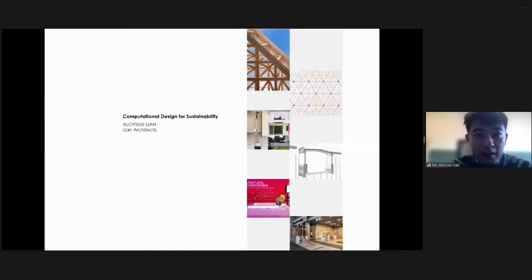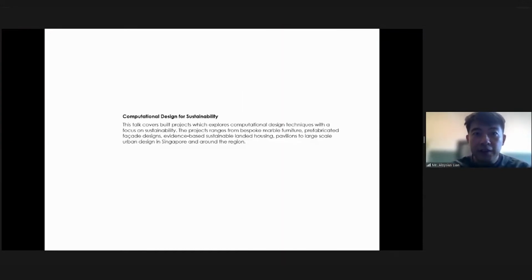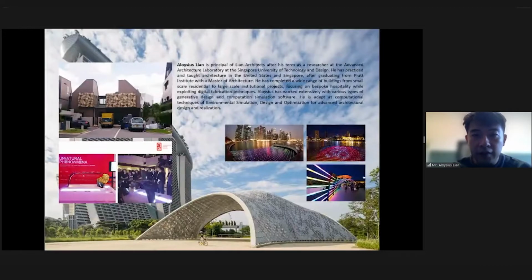So let me just go right ahead. Essentially, I'll just summarize very quickly so that it's not very long-winded. We're trying to show how you can use computational design for sustainability, basically from a wide range of projects, from large scale to medium scale, and then even to a much smaller furniture scale. Okay, so this is a brief introduction.